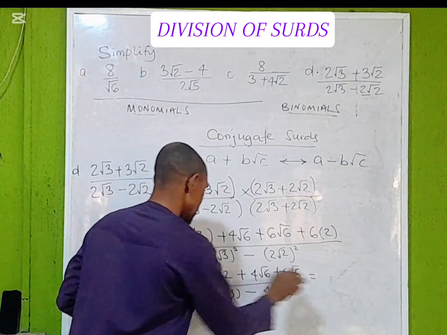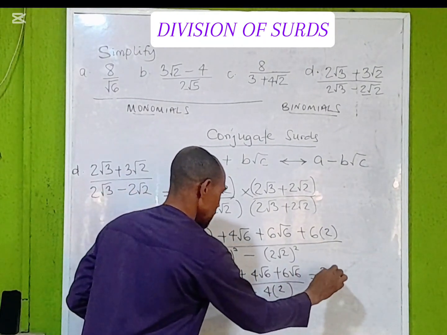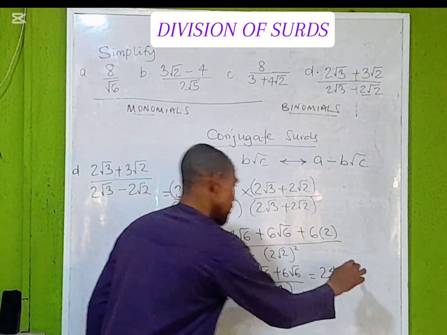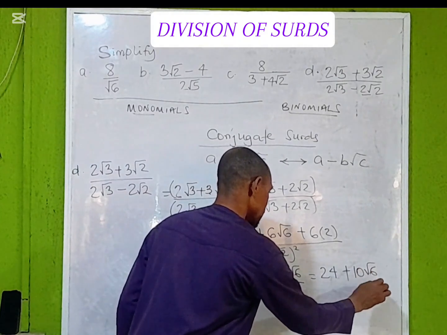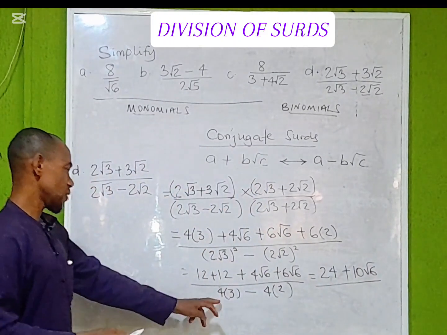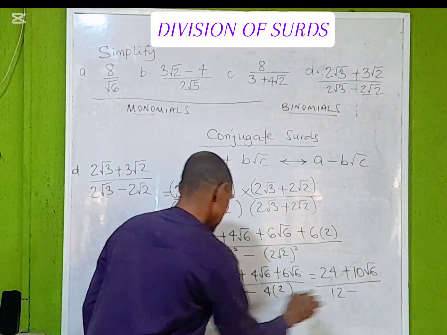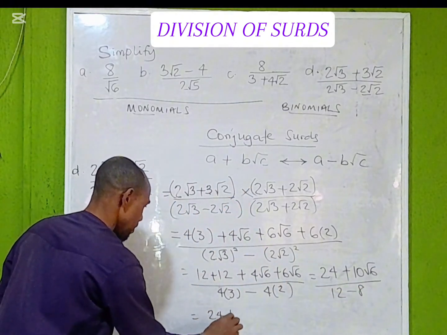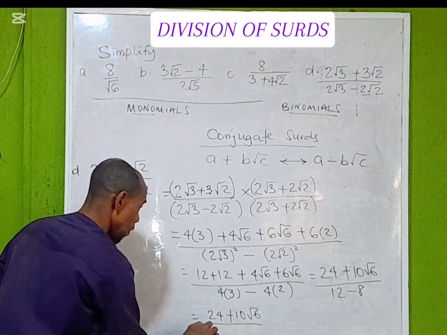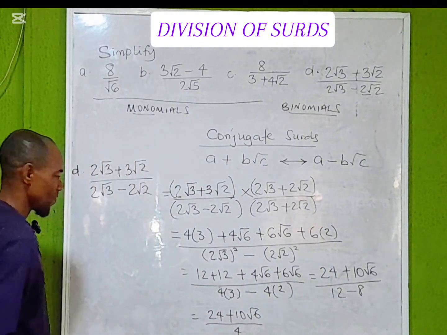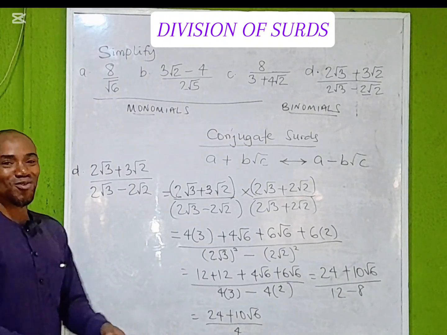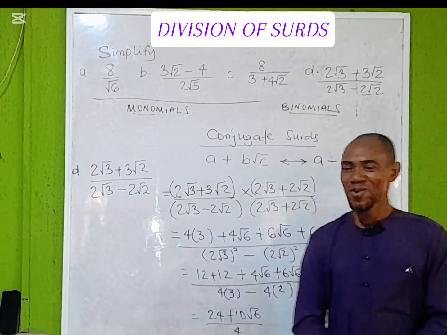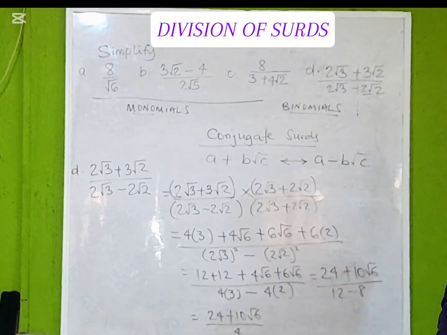So we have here now 12 plus 12 is 24, plus 4 root 6 plus 6 root 6 is 10 root 6, over this is 12 here, minus this is 8. So we are left with 24 plus 10 root 6 over 4. And that is the end of the solution to question D, which I believe you found quite interesting and fun.